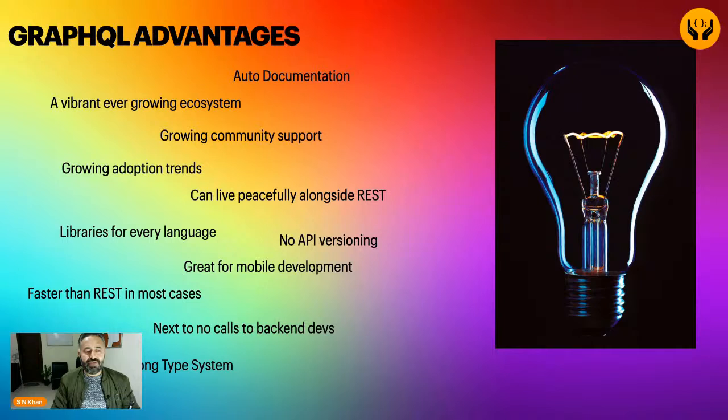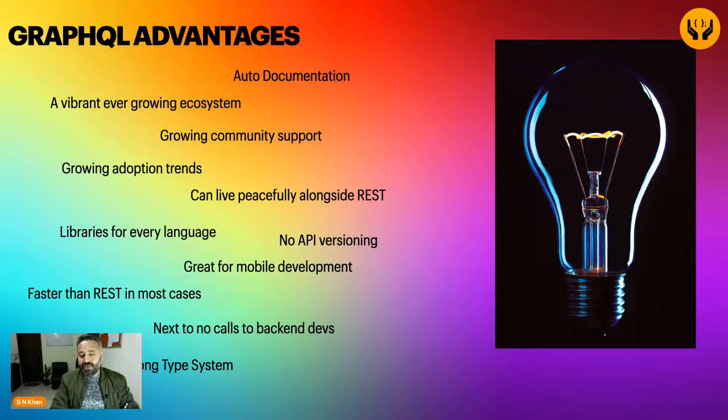Then there is a vibrant, ever-growing ecosystem. I'll show you in the next screens how the ecosystem is constantly growing, and there is growing community support as well. Adoption trends are always on the rise. Between 2019 and 2020, basically it was double. The adoption numbers actually doubled.